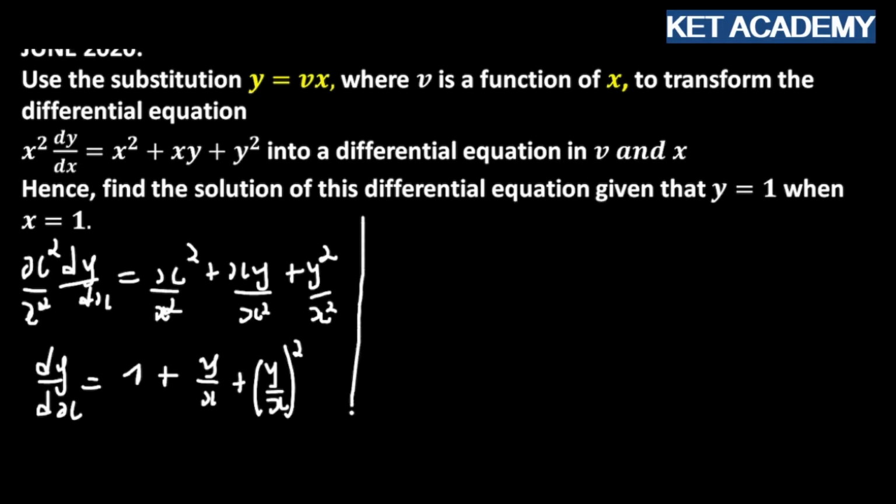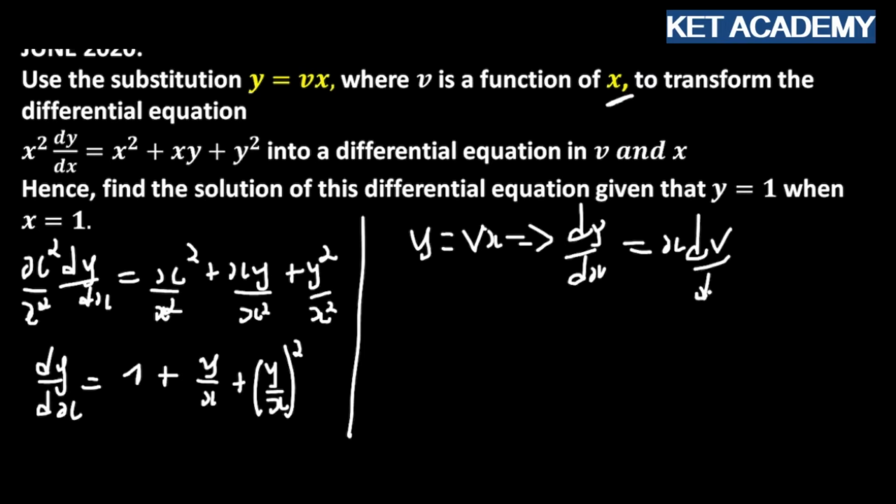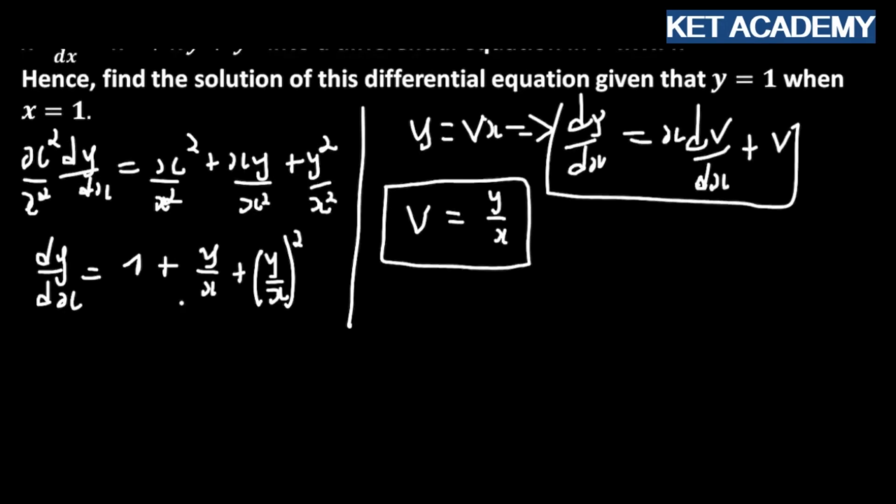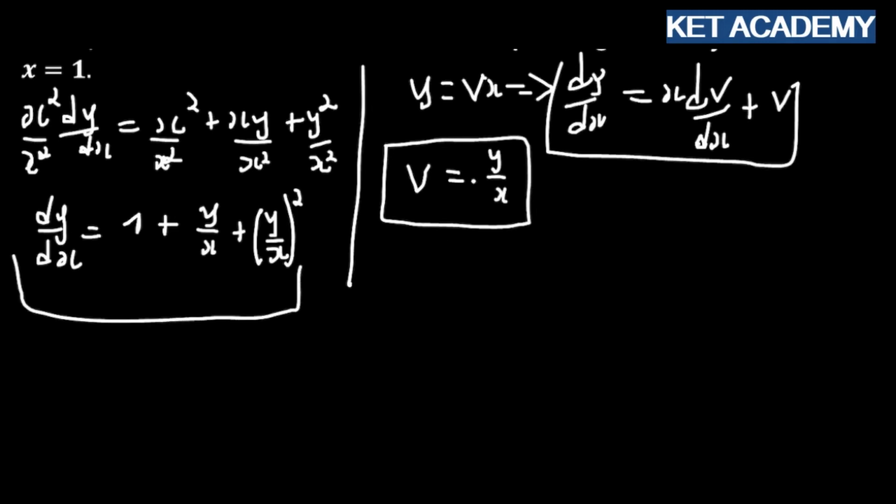Here we have this, but we have to take note of something. Our substitution was y equals vx, so this simply means that dy over dx, since it's a function differentiated with respect to x, will simply be x dv over dx plus v. So anywhere we see dy dx, we can substitute it with x dv over dx plus v. We also see that y over x is v, so we're going to substitute v and dy dx.